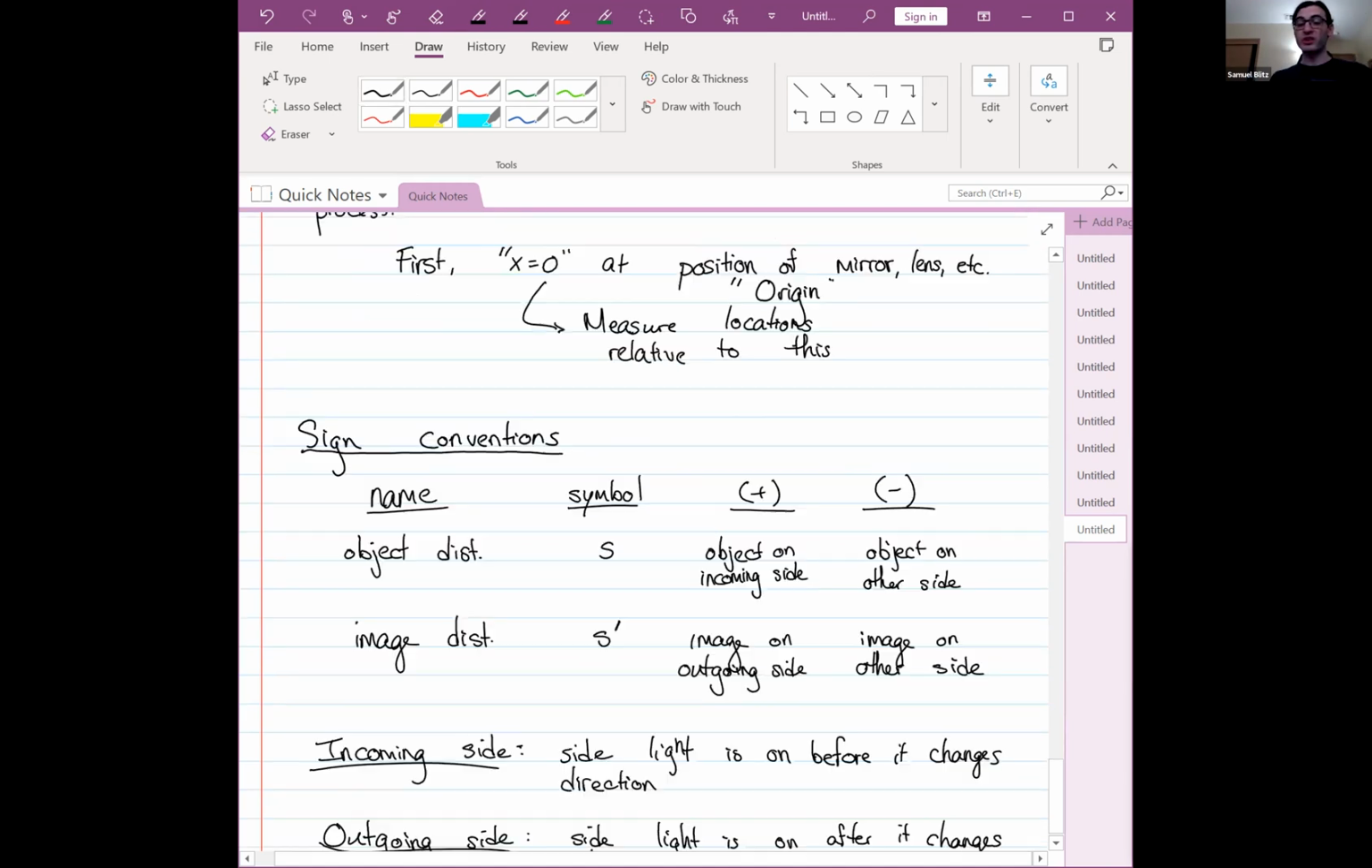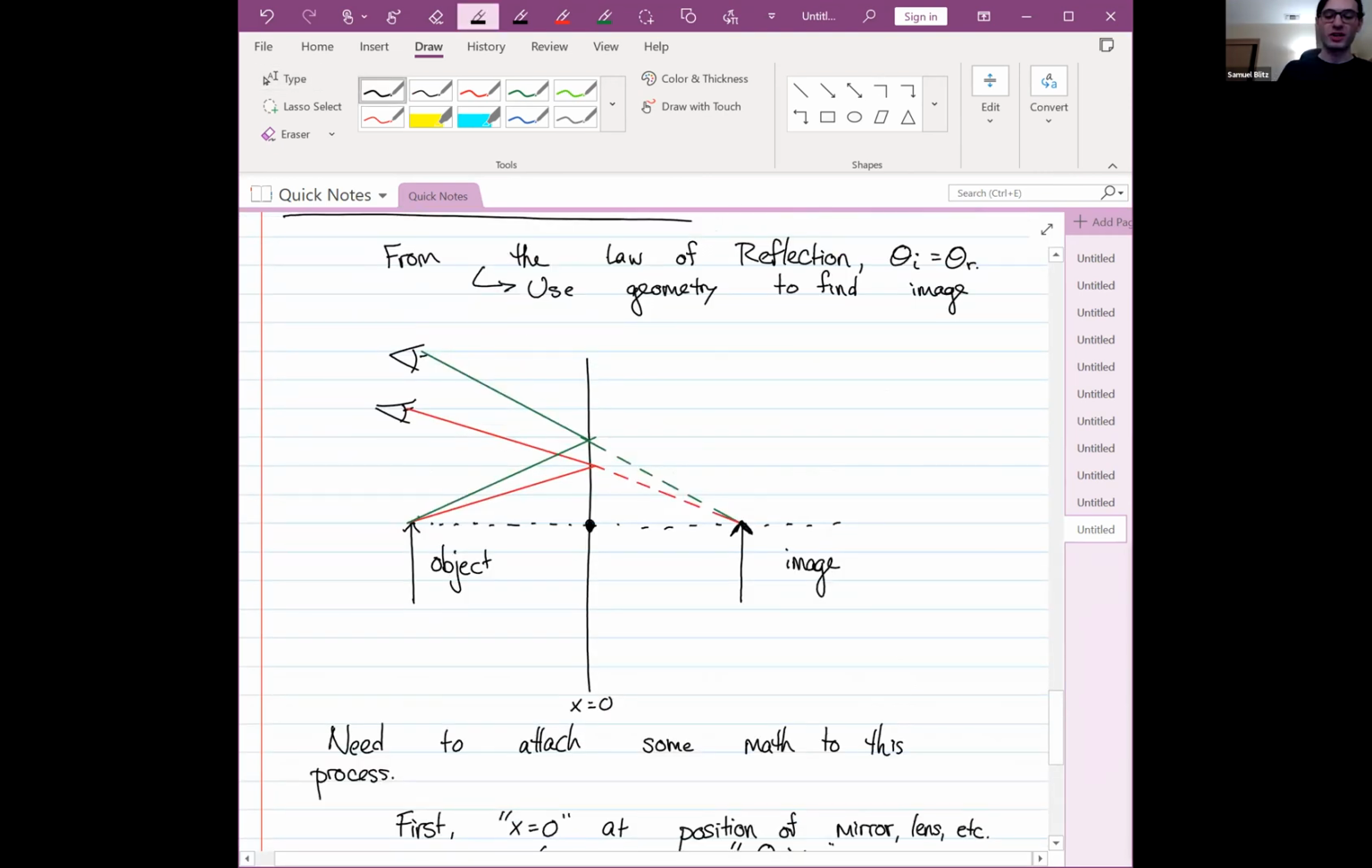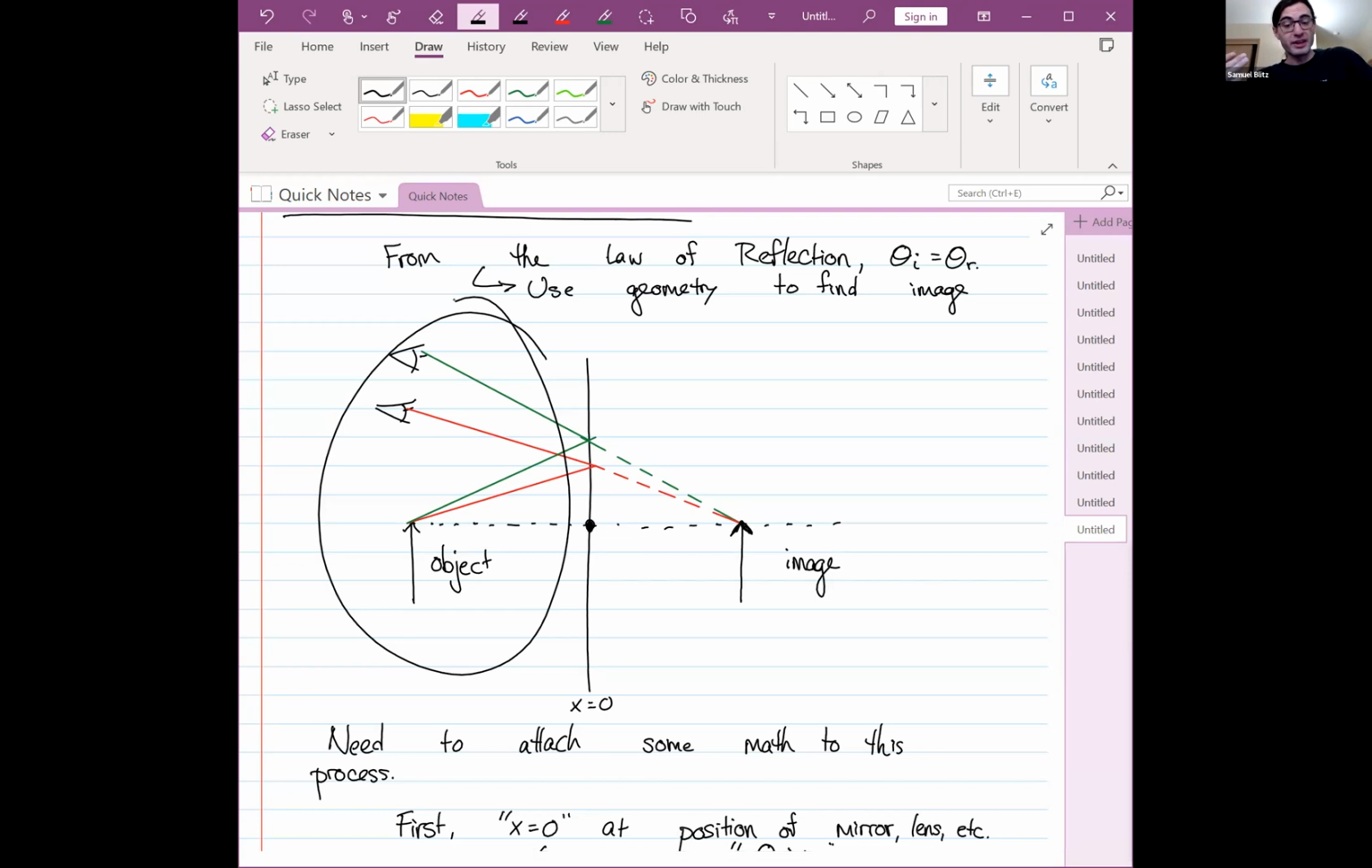So here we have two sides. We have the incoming side, which is before it changes direction. So that means that this side is our incoming side. And then after the light changes direction, at this point it changes direction and then it goes this way. Well, now the light is still on the same side. So actually, this side is also our outgoing side. So in the case of a planar mirror, the incoming and outgoing sides are the same. That won't always be the case. For lenses, when light travels through them, the incoming and outgoing sides are on opposite sides. But for mirrors, that tends to be on the same side.